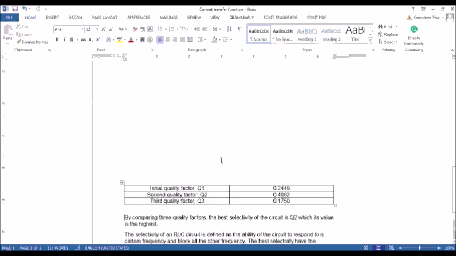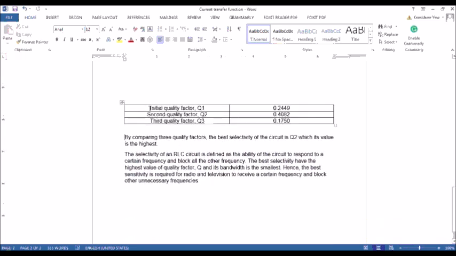After we have found the three quality factors, we compare them. The first initial quality factor Q1 is equal to 0.449. The second quality factor is equal to 0.4082. And the third quality factor is equal to 0.1750. By comparing the three quality factors, we can conclude that the best selectivity of the circuit is Q2, which its value is the highest among the three quality factors.